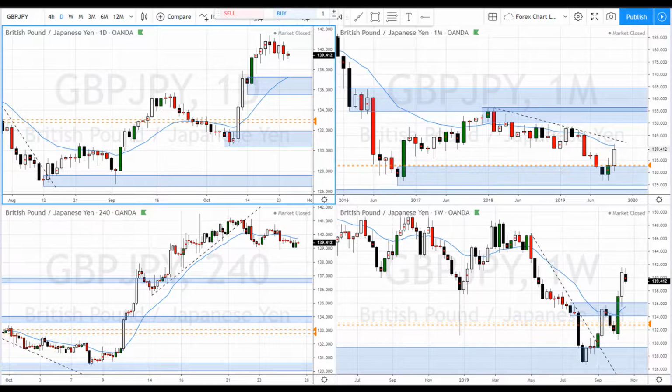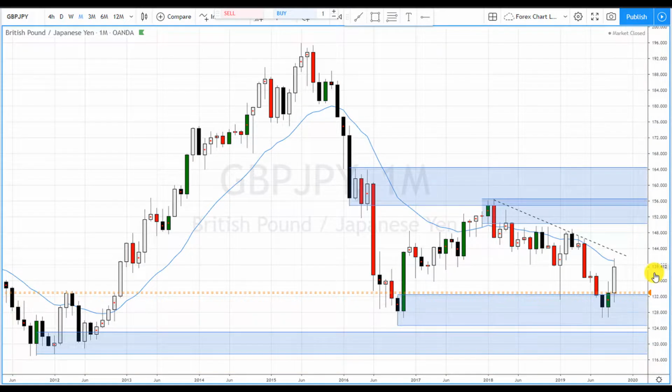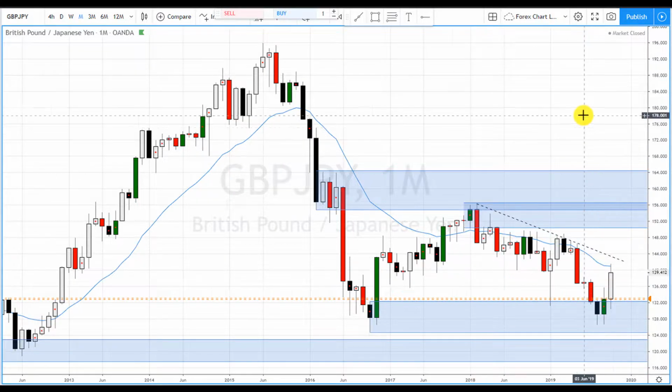Today we're going to take a look at some charts and see where we can identify supply and demand order flow and trade it for income. Let's take a look at pound yen on the monthly. I'm going to zoom in.